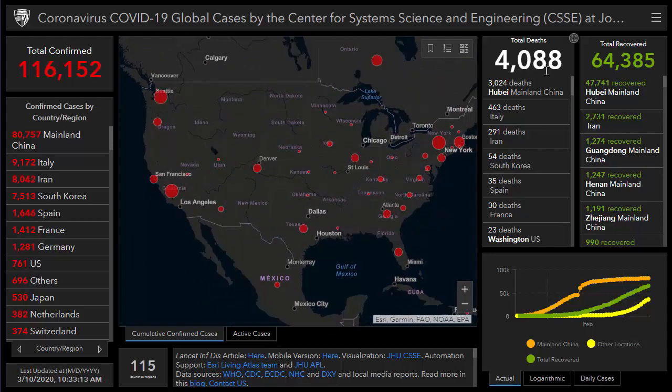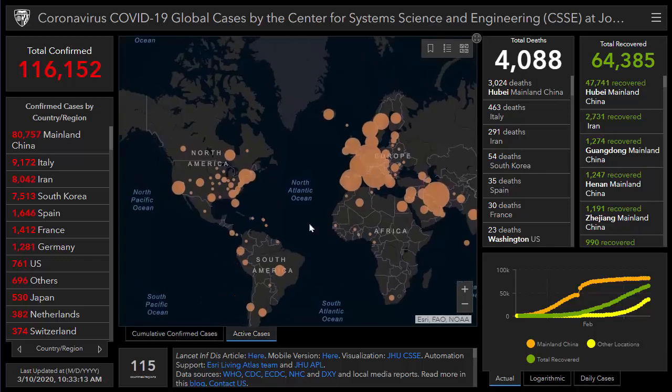This website also does show the total number of deaths and total number of people that have recovered from the virus and are doing well. You can see trend data here and hover over that. The orange one there is China. The green are total recoveries, and the yellow, as you can see, it's starting to trend upwards, is other locations outside of China.